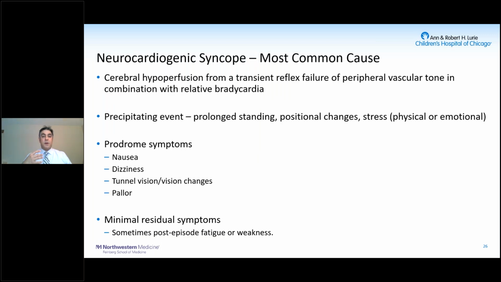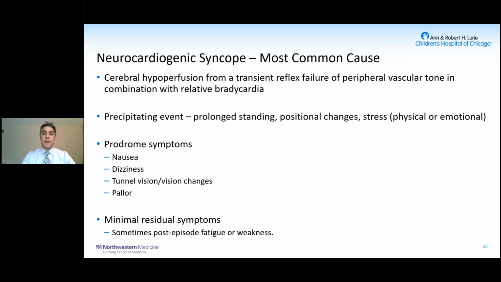So a quick talk about neurocardiogenic syncope since this is the most common cause. And again, in my opinion, I'm trying to make sure a patient has this. If not, then something is unusual or off. So neurocardiogenic syncope, again, has many different names. Basically, there's an episode where there's poor perfusion or not enough blood flow to someone's brain. It's secondary to a transient reflex failure of your peripheral vascular system and a relatively slower heart rate than it should be.